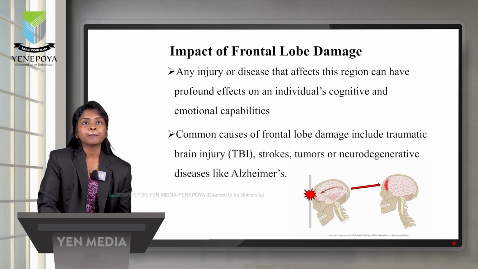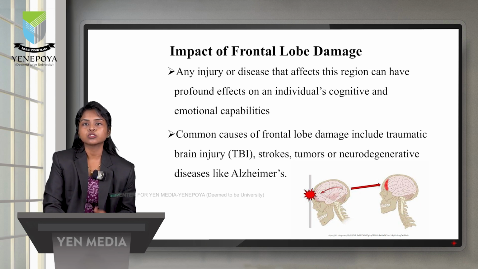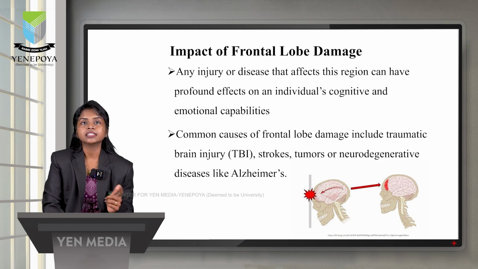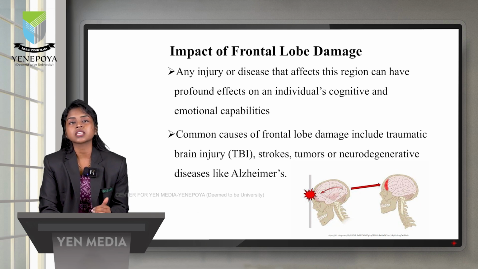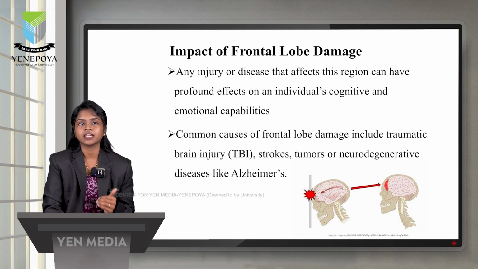And the impact of frontal lobe damage. So what is the impact of frontal lobe damage or injuries? It may affect cognitive and emotional capabilities. The most common causes of frontal lobe damage are TBI, that means traumatic brain injuries. Sometimes it may lead to stroke, tumors and neurodegenerative disorders like Alzheimer's.